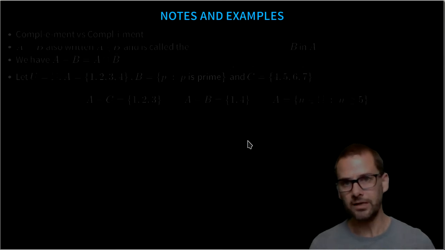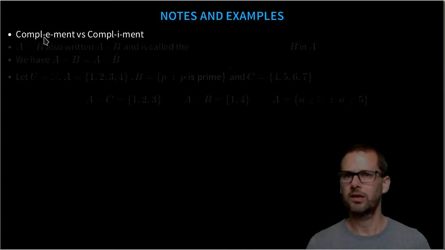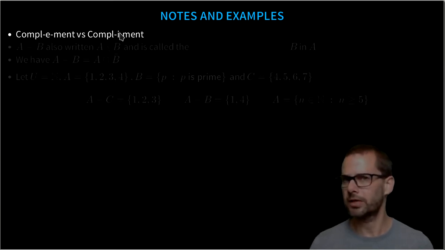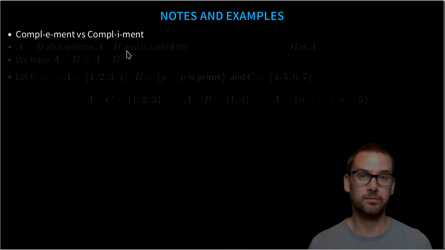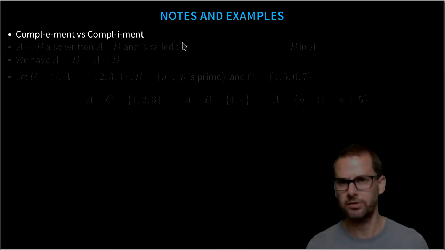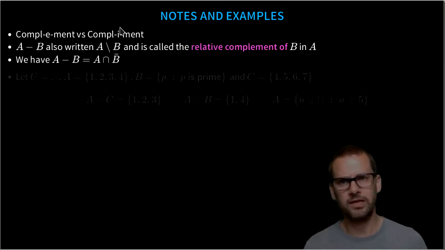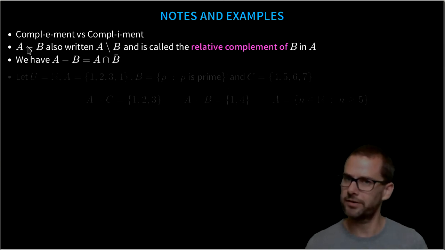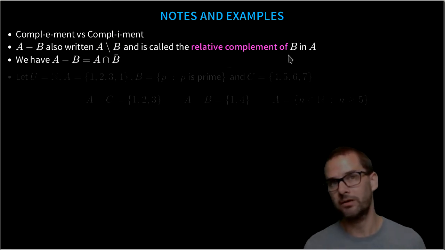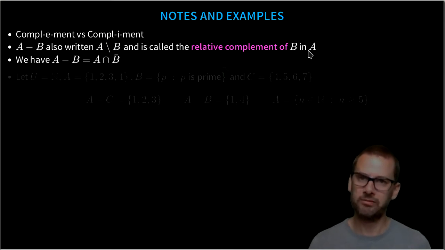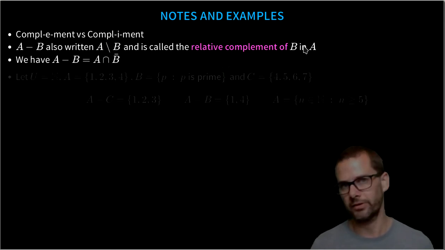So just a few notes and examples here. Be careful with complement versus compliment. One of them is this set operation, and the other one is saying something nice about someone. So please try not to get them confused. The difference of A and B is also, rather than written with a minus sign like this, sometimes written with a slash like that, and is sometimes referred to as the relative complement of B in A. It's a bit of a mouthful, which is why we might just call it the difference.